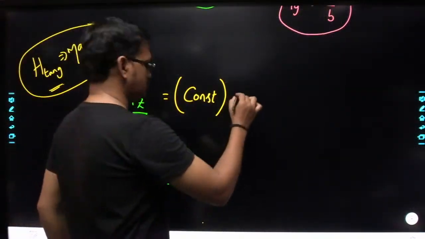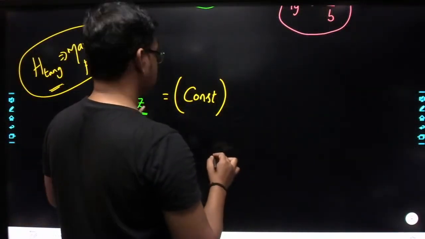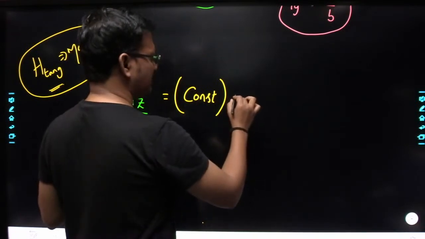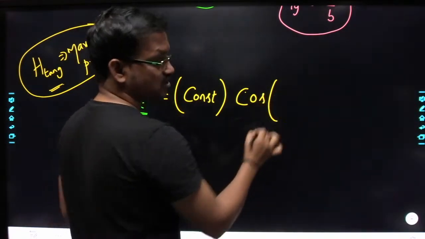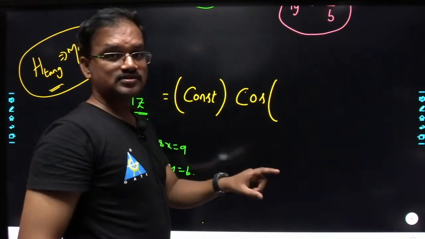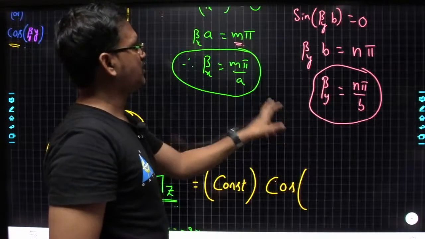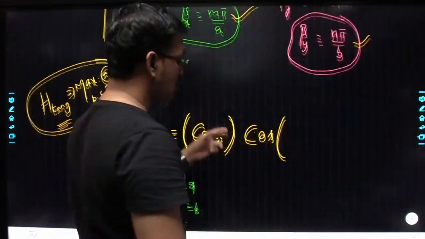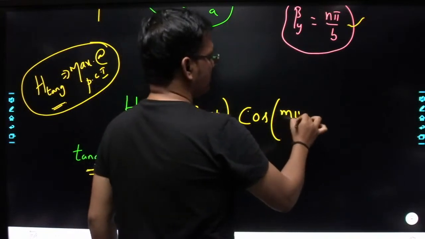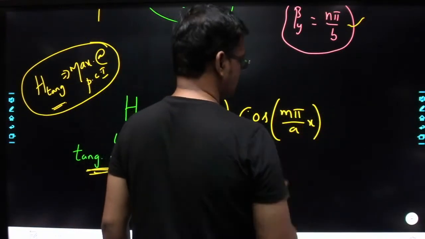Hz is equivalent to... Since this tangential component of magnetic field must be maximum, we have to write the standing wave pattern as what? Cos of beta x into x, where beta x we have already determined. Beta x is m pi by a and beta y is n pi by b. So cos of m pi by a into x, right?